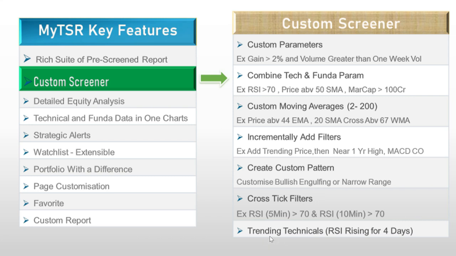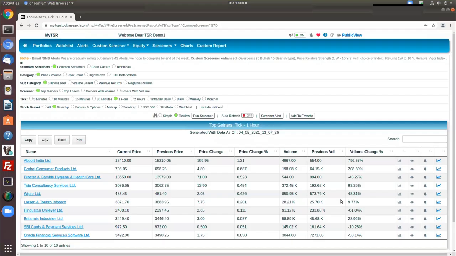You are looking for a trending technical. For example, if you're looking for a MACD which is continuously going up for 4 days, you can also do that. For example, MACD which is above signal line, above zero line, and is also rising for 5 days. That level of flexibility the system provides. So that's a quick overview of what custom screener is. Now let's see how we can really do the things that we have mentioned here.